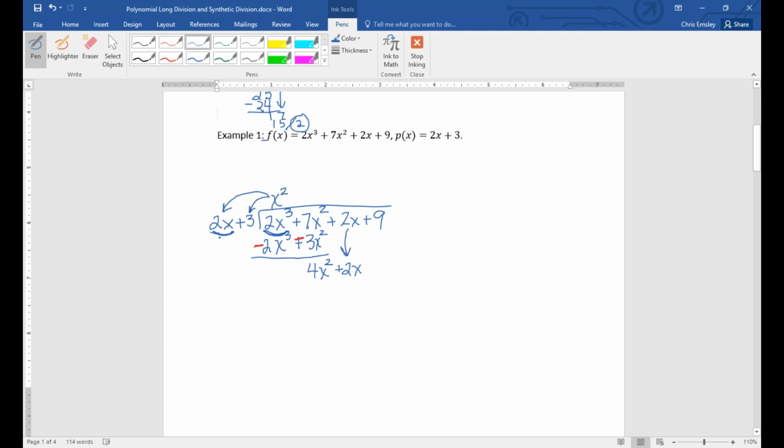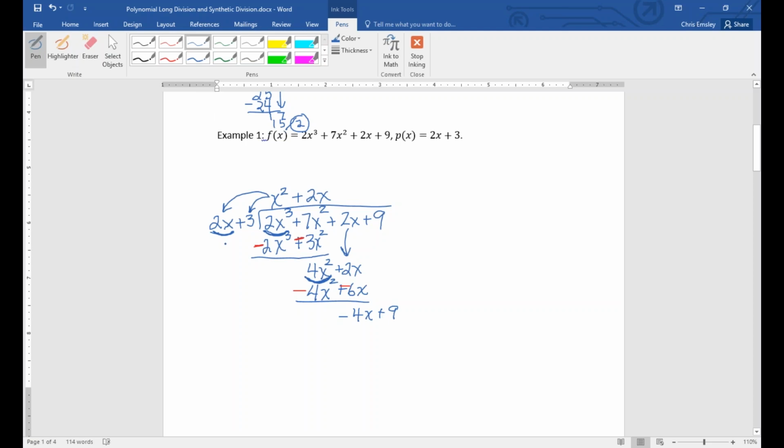We look at our leading term over here on the left, 2x. What would I have to multiply that by to turn it into 4x squared? Well, 2x times 2x gives me 4x squared. And then I multiply down, again remembering to distribute, so I get a 4x squared and also a positive 6x. Next up, I need to subtract, so minus and minus there. First terms drop out, I get 2x minus 6x, so that leaves me with negative 4x plus 9.